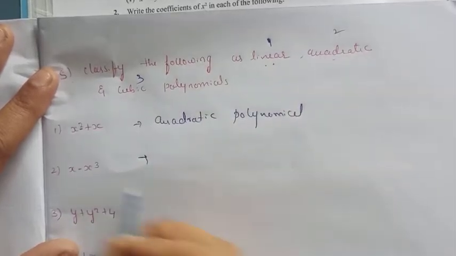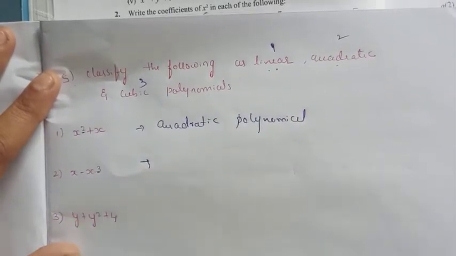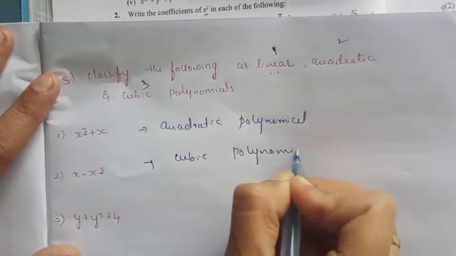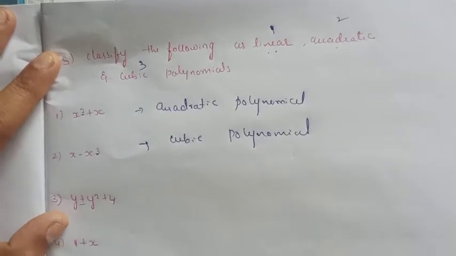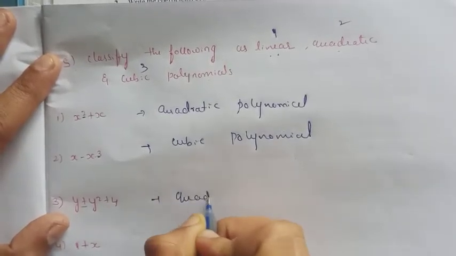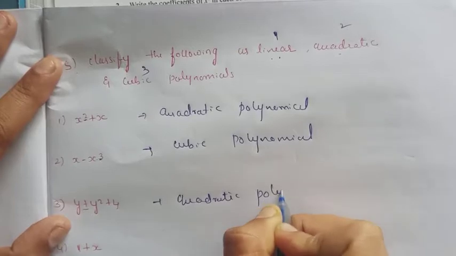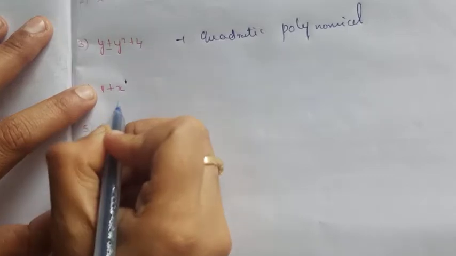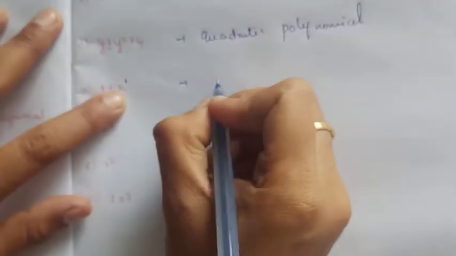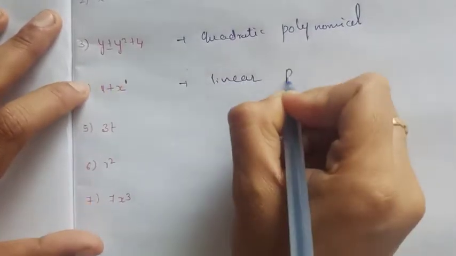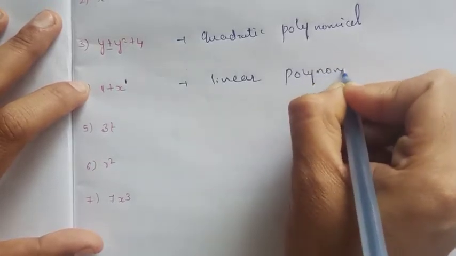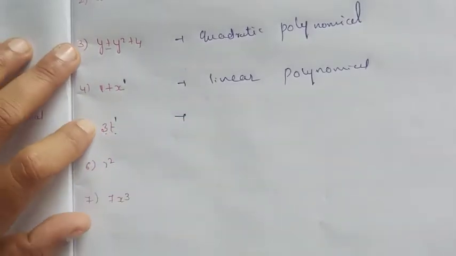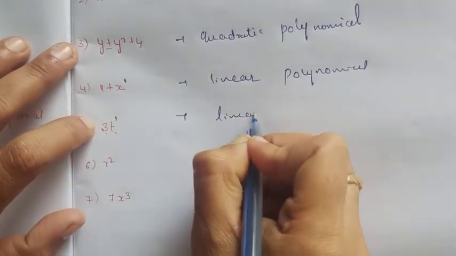Next, x minus x cube. x cube is the highest degree here, so it is a cubic polynomial. Next, y plus y square plus 4. Again it is a quadratic polynomial. Next, 1 plus x: the variable power 1 is the highest, so it is a linear polynomial. This 3t has variable power 1, so it is a linear polynomial.